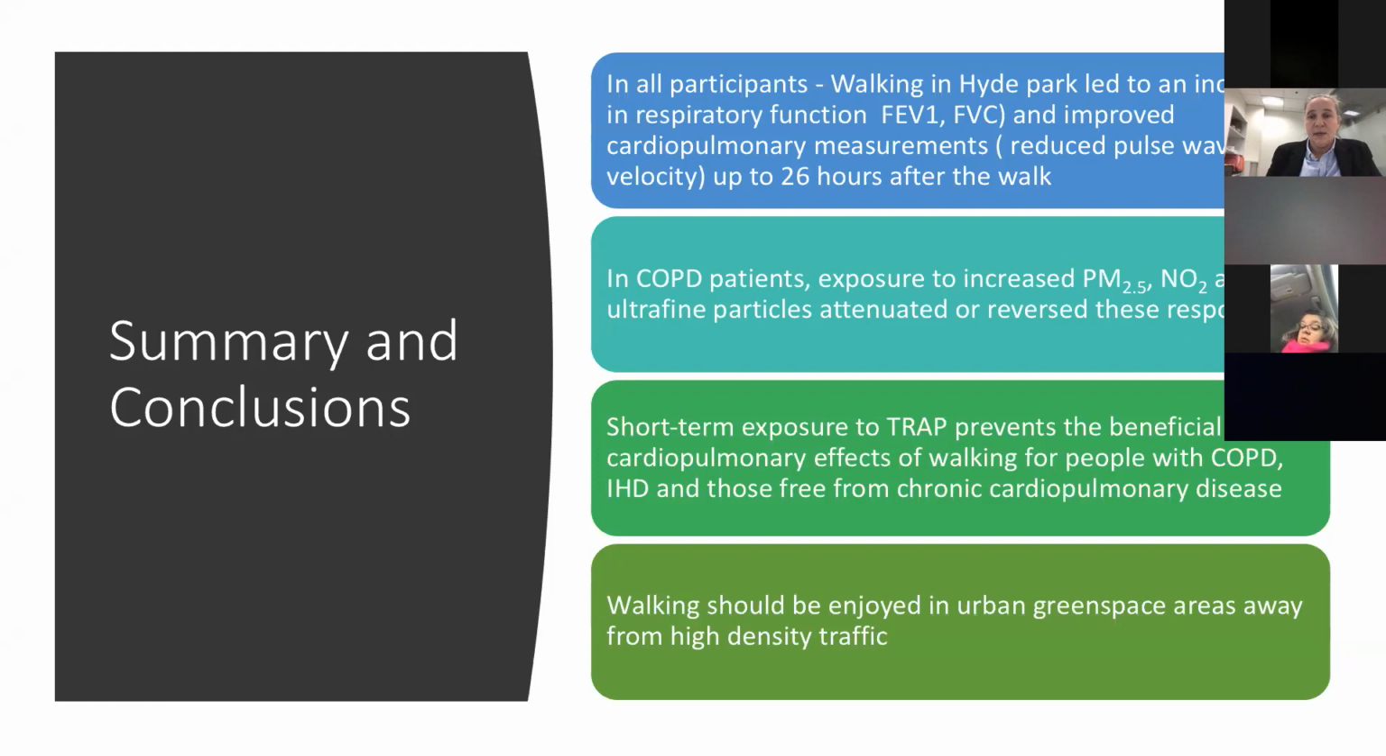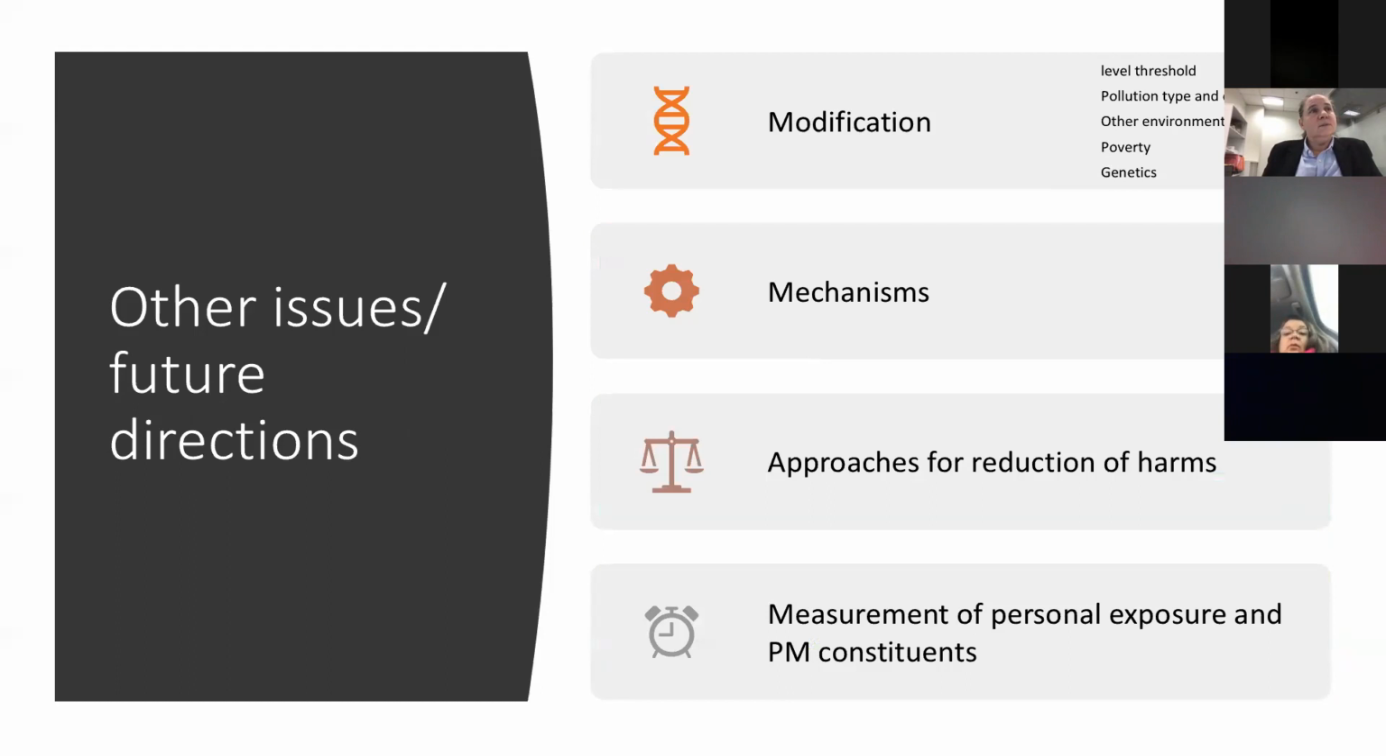So what else? In terms of other issues, future directions, well, a lot of the literature now is looking at differences in the relationships between air pollution exposure and these outcomes based on levels of air pollution, types and composition of air pollution, other concomitant environmental factors, socioeconomic status, and particularly genetics. There's a lot of information now and studies looking at risk alleles for particular genes and whether or not it modifies the relationship between air pollution and these diseases.